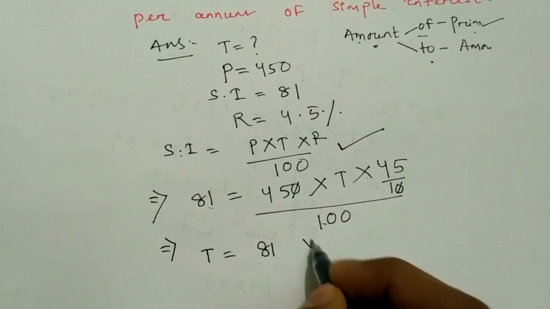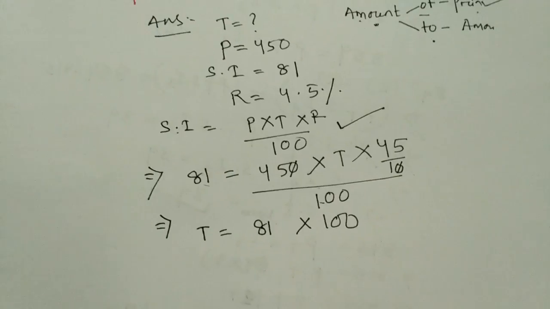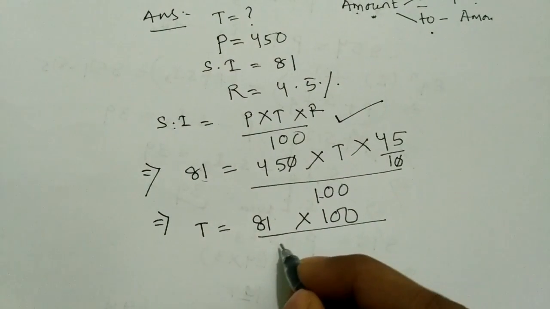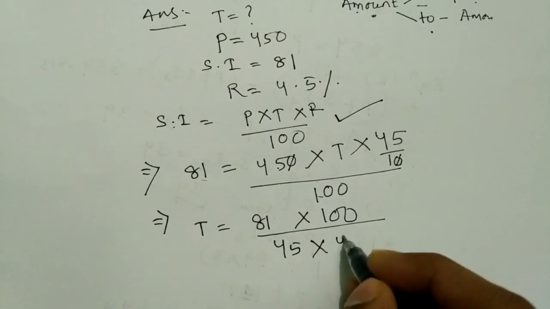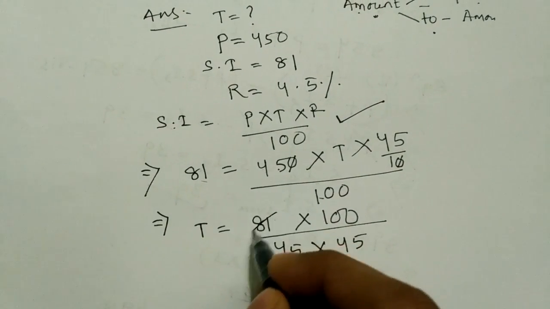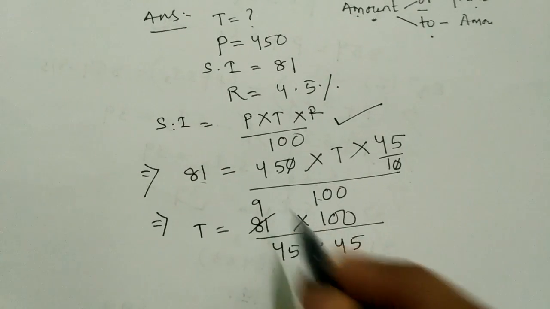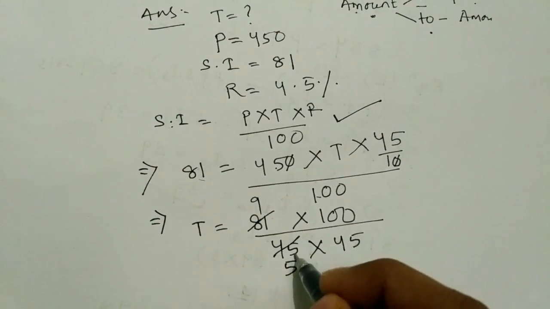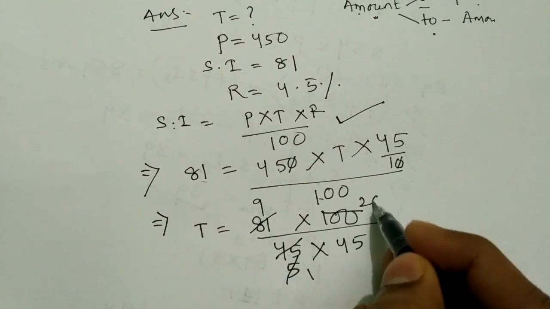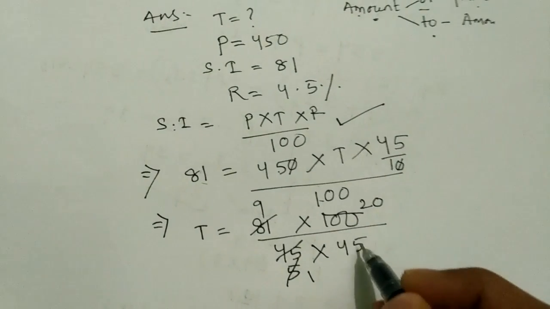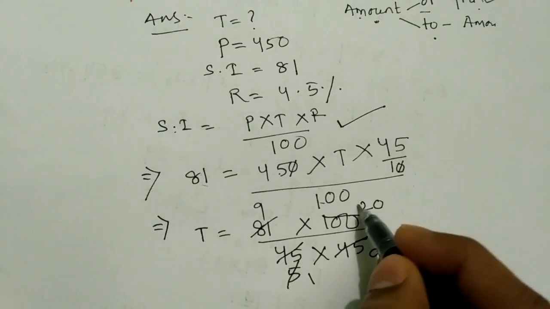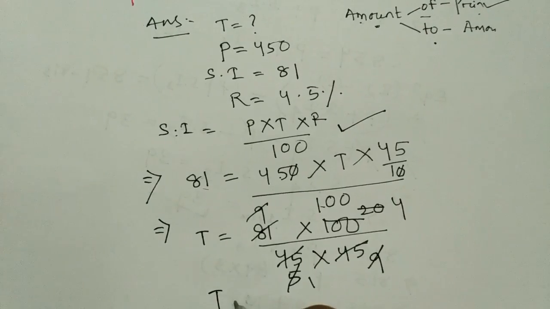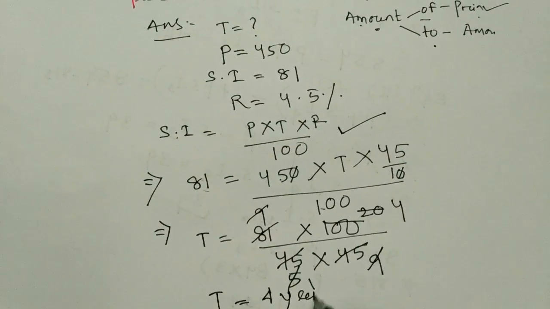So the value of T will be 81 multiplied by 100, divided by 45 into 45. Nine nines are 81, nine fives are 45, five ones are 5, 20s are 100, and then five nines are 45. Then 9 gets cancelled, so the time period will be 4 years.